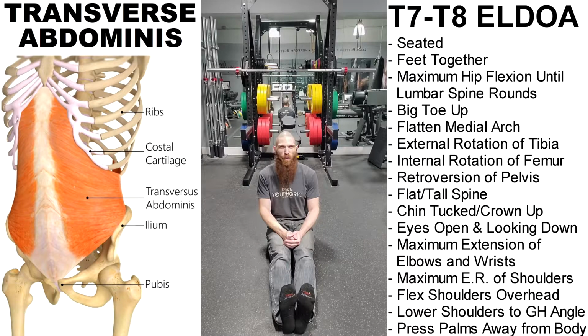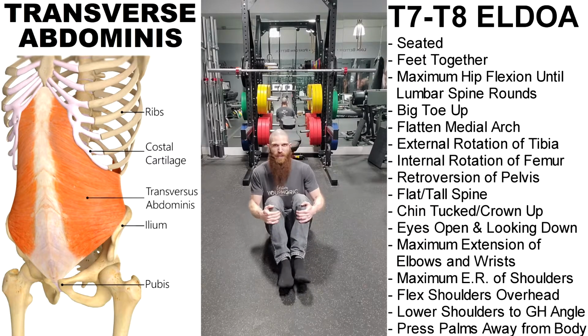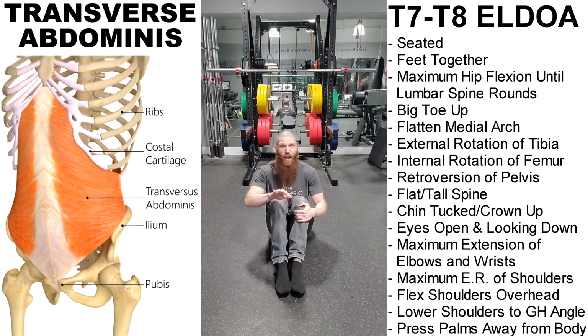For the T7, T8 ELDOA, we're going to be in a seated position, and we want the feet together. We're going to flex the knees as much as we can until the lumbar spine starts to round. As soon as the lumbar spine starts to round, we're going to stop right there. We want to create a lemniscate in the lower extremity to create maximum myofascial tension in the lower extremity.